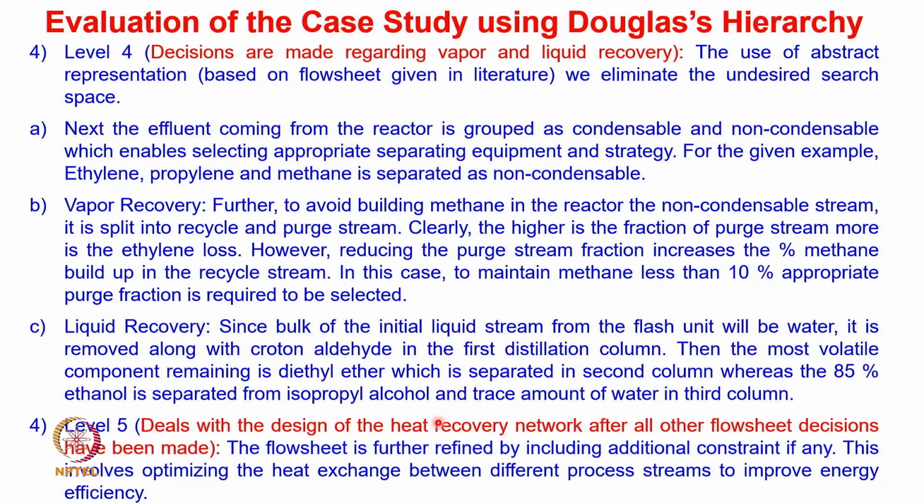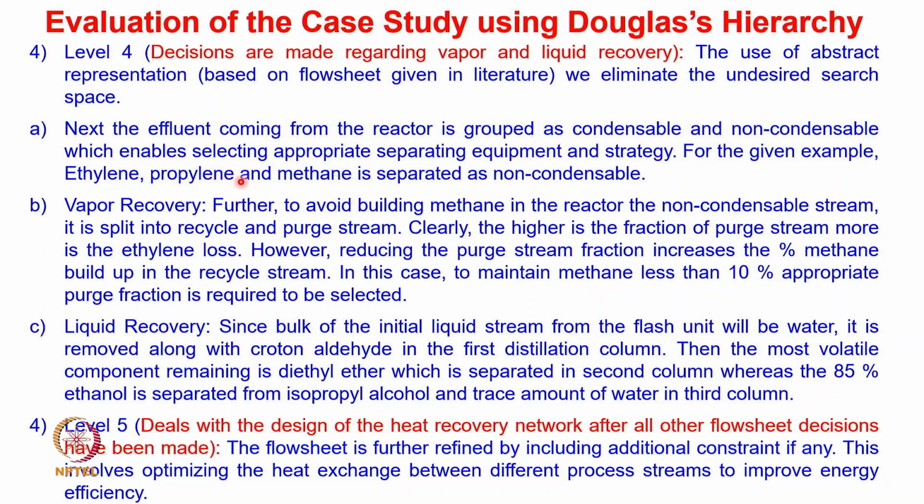So level 4 decisions are regarding the vapor liquid recovery. So you can see that the feed comprises of methane and propylene. So the product coming out from the reactor will be comprising of the non-condensable gases. So these non-condensable gases will include methane, ethylene, propylene, and in addition to that we will be having some amount of diethyl ether and ethyl alcohol. So these have to be separated in the scrubber.